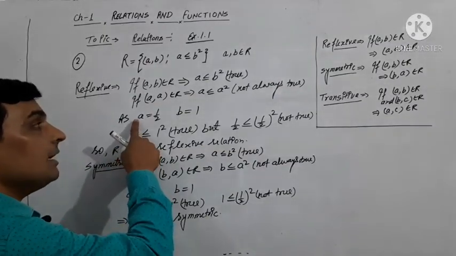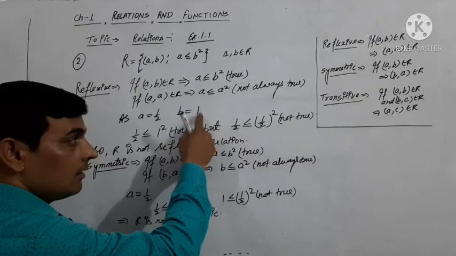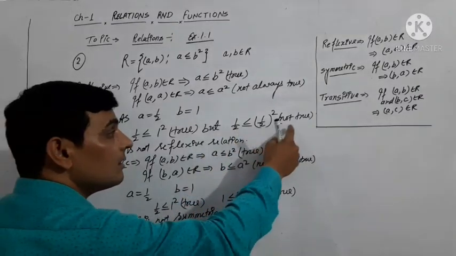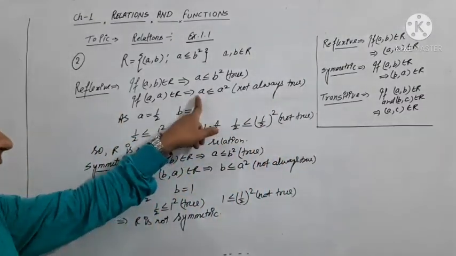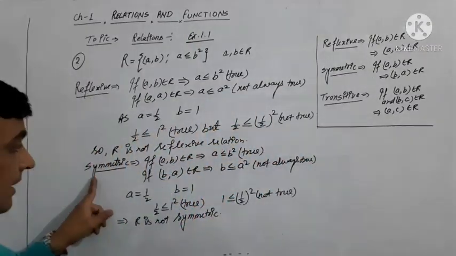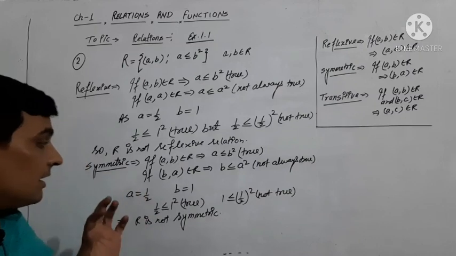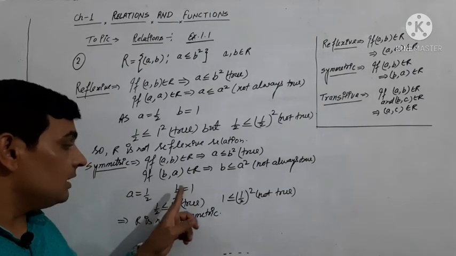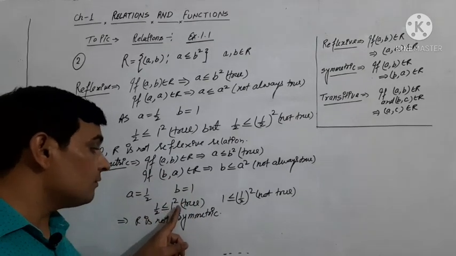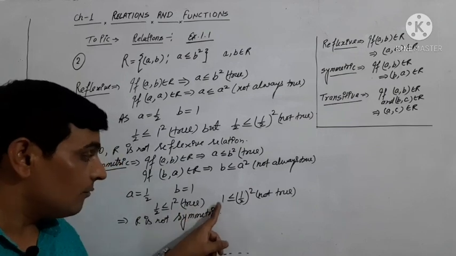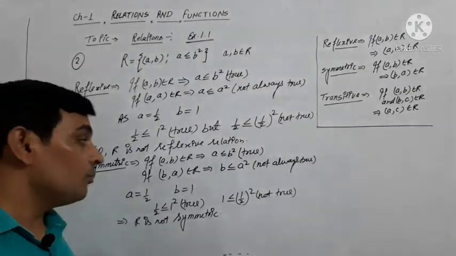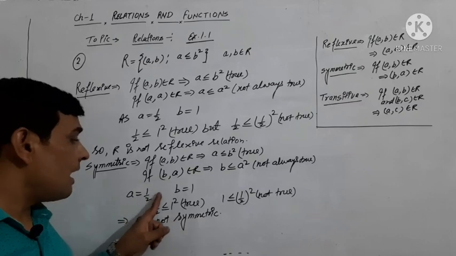We took an example here, a equals half and b equals 1. The first condition was valid, but the second condition was not valid. a less than or equal to a squared is not valid, so the relation is not reflexive. Similarly, in the case of symmetric relation, we have taken a equals half and b equals 1. Then half is less than or equal to 1 squared. This is true, but 1 less than or equal to half squared is not true. We can take many other examples instead of half and 1.